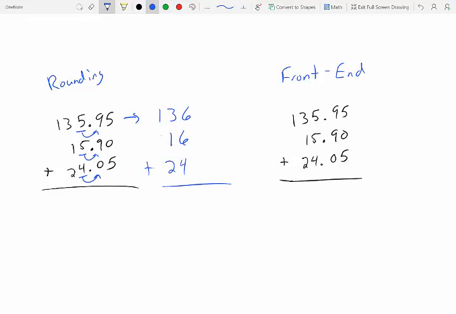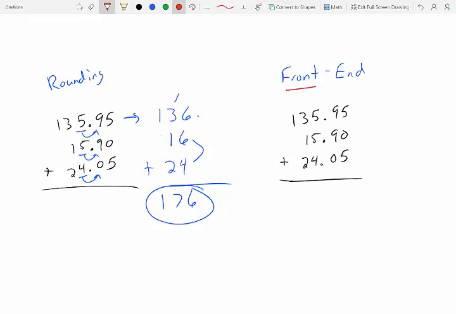So if I add these now, that's 10 plus the 6 gives me 16, carry the 1. 3 plus 1 is 4, plus another 1 is 5, plus 2 is 7, don't need to carry, and I do the 1. So my answer is 176. That's if we round. If we do front end estimation, we take it piece by piece.